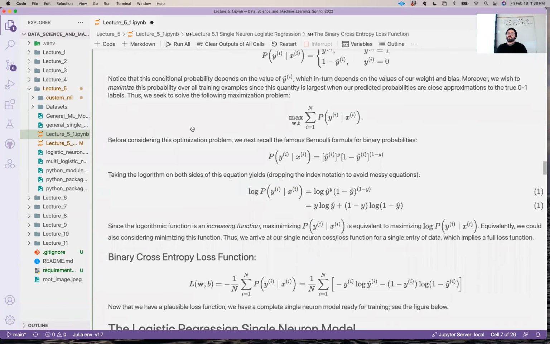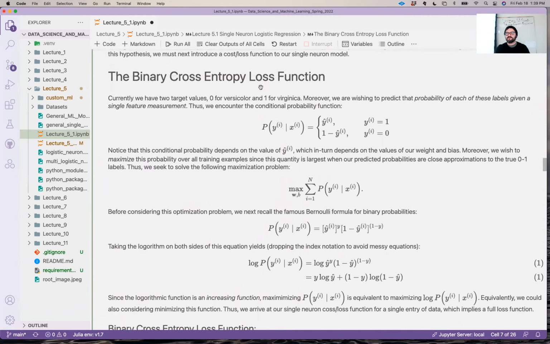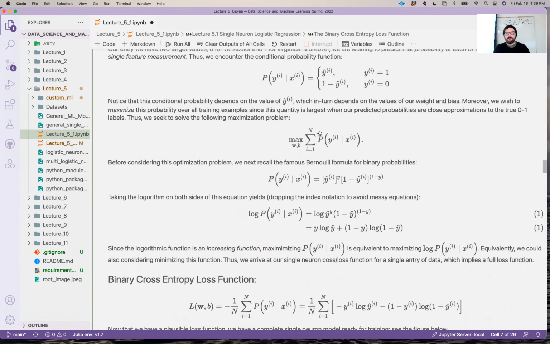Now, before we actually try to optimize this thing, we need to work out a differentiable form of those conditional probabilities. Right now, it's this piecewise function. We need to modify it so that we can take the derivative of it.